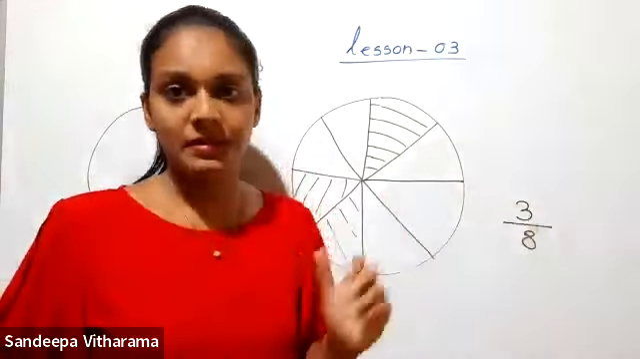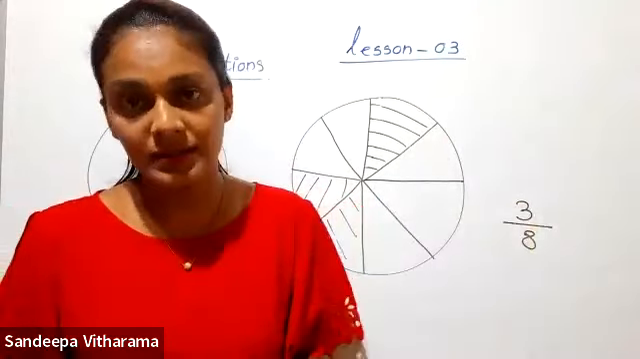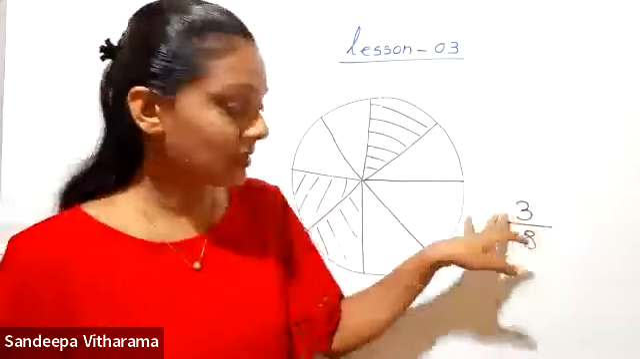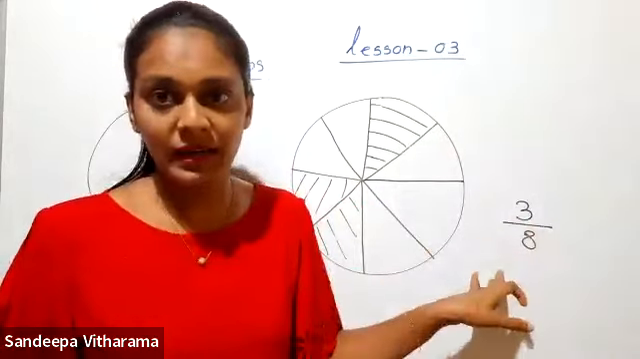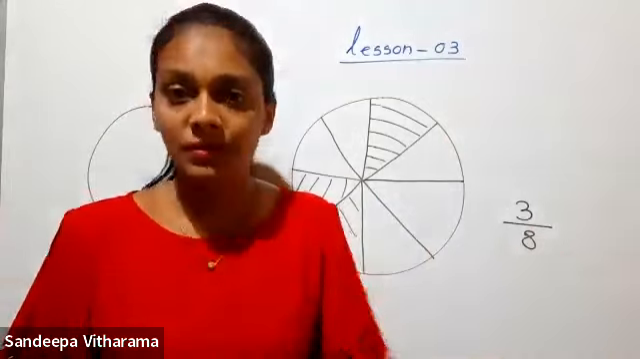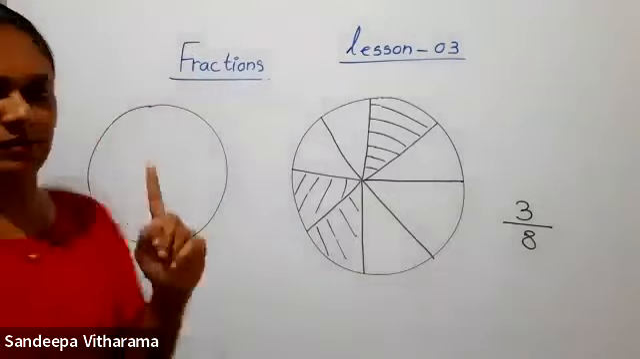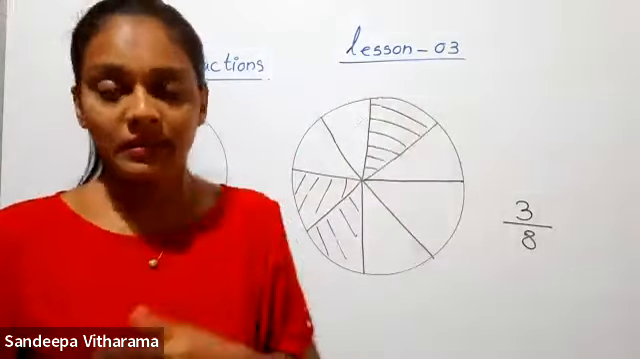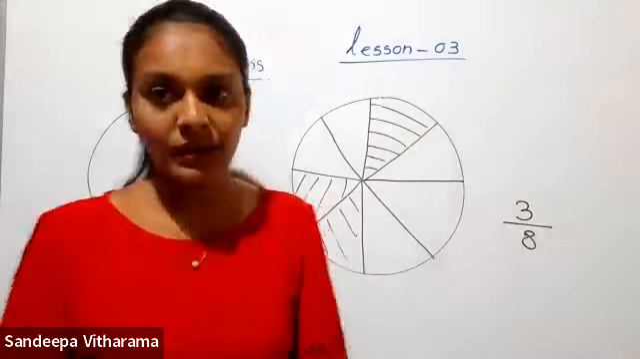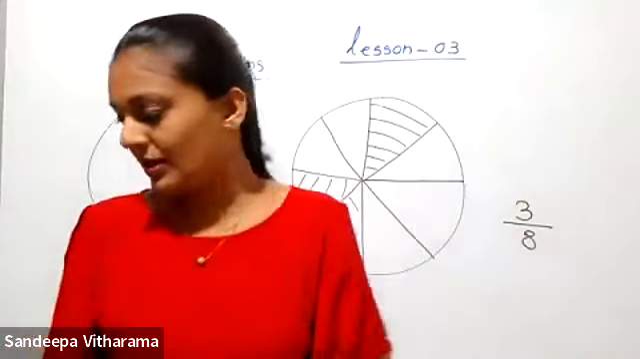This 3 is the number of pieces that I have considered, or the amount that I have considered, and it is written on top of the line. In the bottom of the line we write the total number of equal parts into which that one whole has been divided. Okay, so now this is a fraction.